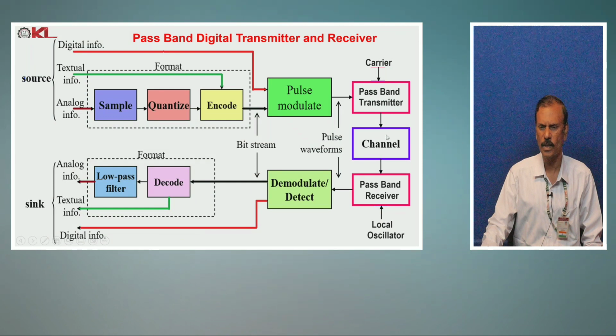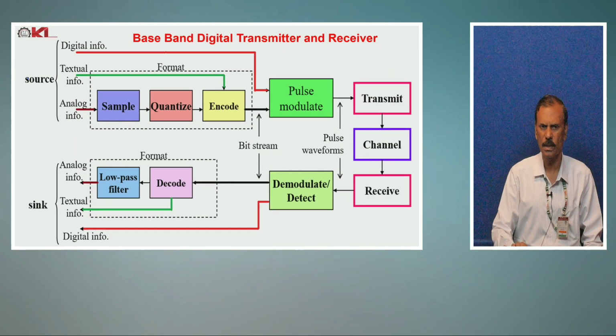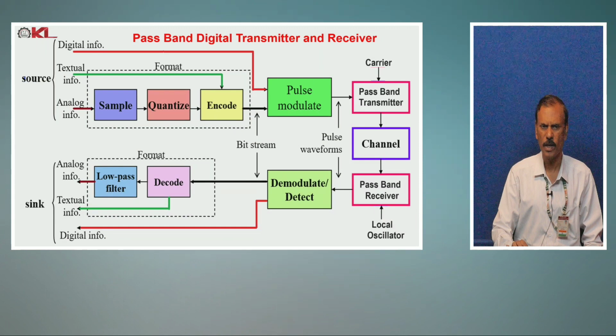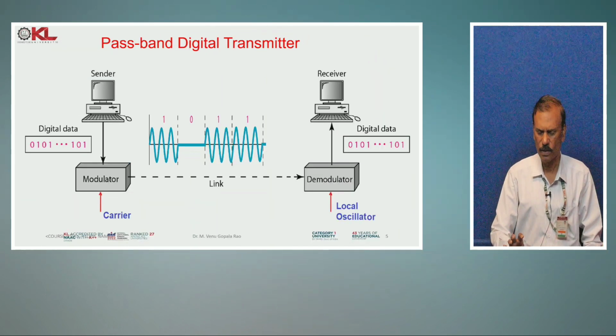Again there is the transmitting channel, and at the receiver side, similar to analog communication, we use a local oscillator and demodulation. After the demodulation, we convert back to digital information, textual information or analog information. So this is passband digital transmission. The difference between passband and baseband digital transmission is that in passband transmission we use an analog carrier signal, so that we do the modulation, up converter and down converter. This is passband digital transmission briefly outlined.